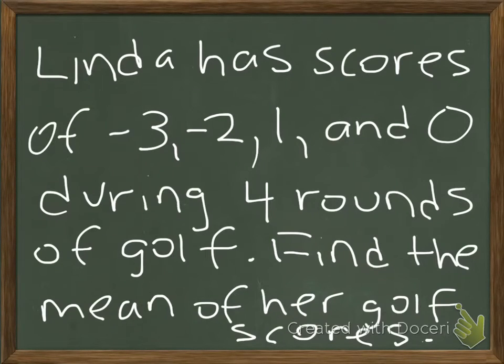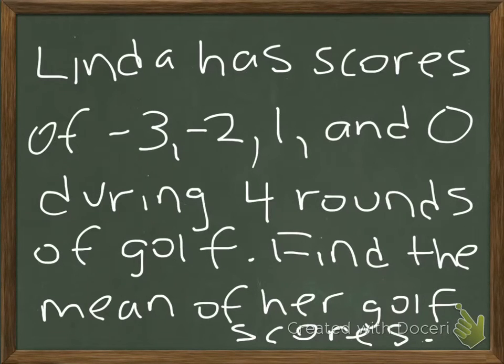The last problem has to do with the mean, or the average, which is another word for it. So Linda has scores of negative 3, negative 2, 1, and 0 during her 4 rounds of golf. And we're supposed to find the mean of her golf scores, or the average, which basically just means add up all the numbers and divide by how many there are.